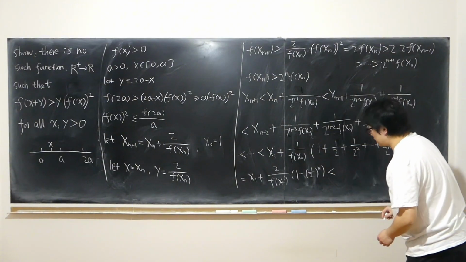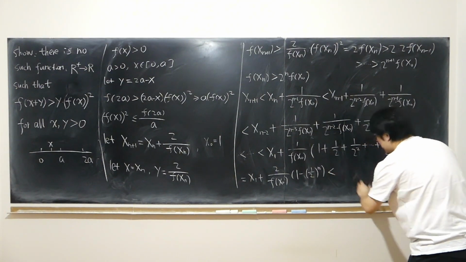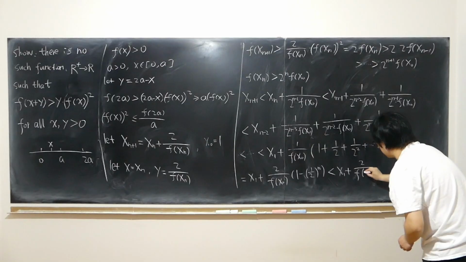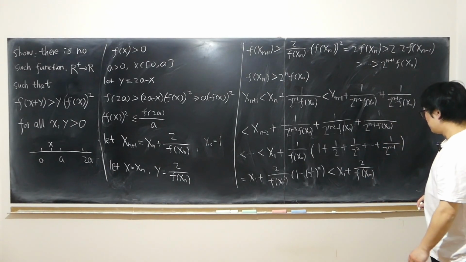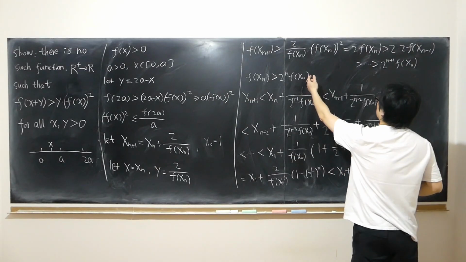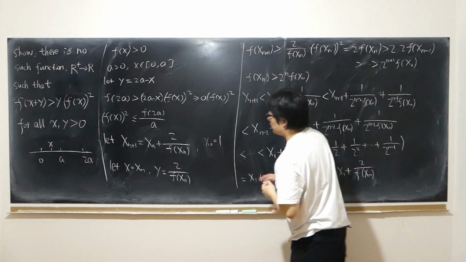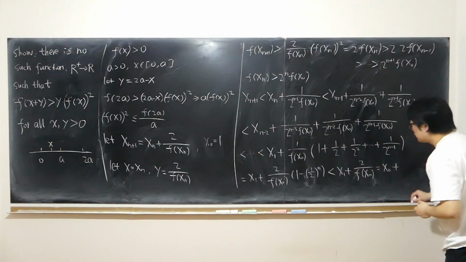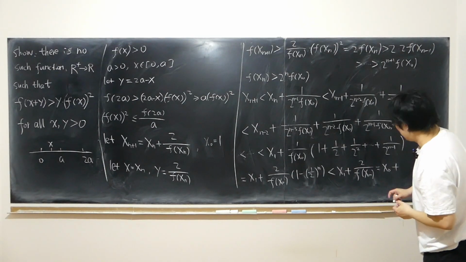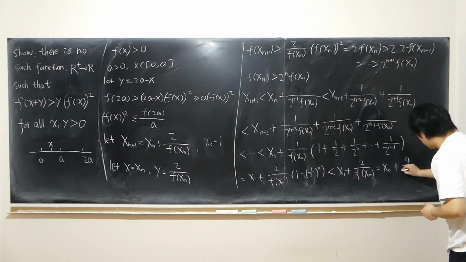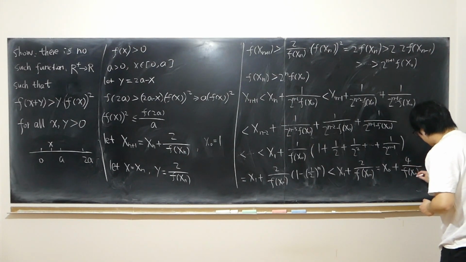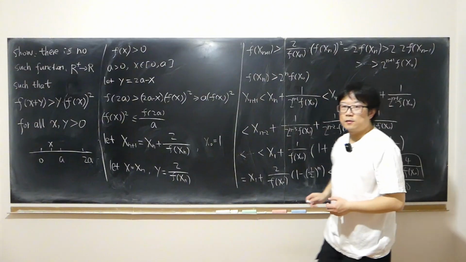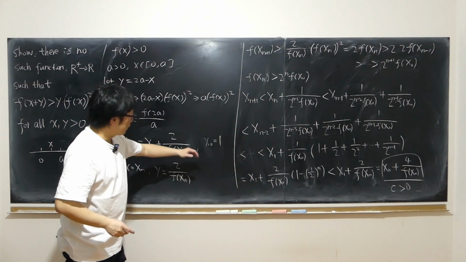So which is less than, right? You get rid of this term. It becomes loosened: x_1 plus 2 over f of x_0. So x_1 is what? x_1 is x_0 plus 2 over f of x_0. There's another one, so 4 over f of x_0. Denoted as c. Obviously positive, because I said x_0 equal to 1.